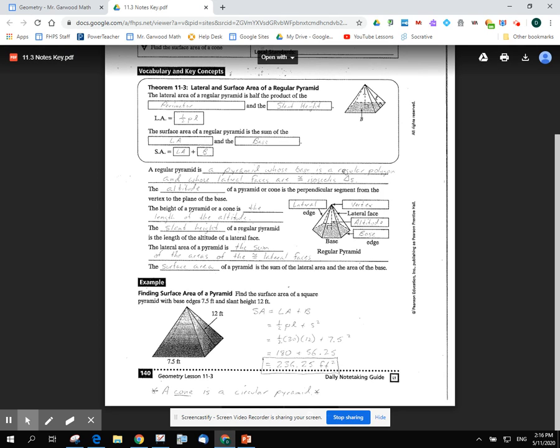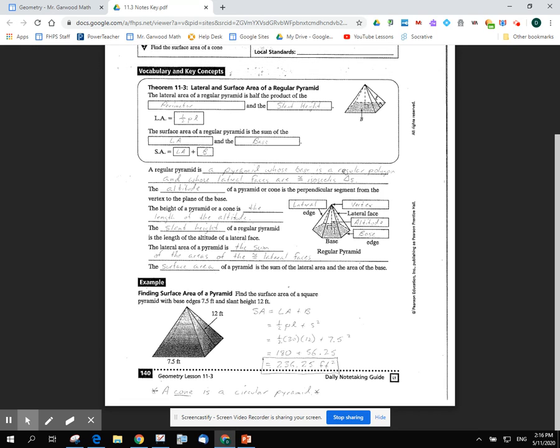So the lateral area would be, on this one, the 4 triangles, and the surface area would be the 4 triangles plus the base. On this hexagonal pyramid, it would be the 6 triangles. That's the lateral area, the 6 triangles, and then the surface area would be the 6 triangles plus the hexagon itself. So if we're asked for a surface area, we're going to have to do the lateral area, which is 1/2 perimeter times slant height, and then we're going to have to add that to the area of a base, which is a polygon, which we learned in chapter 10 how to find the area of. This is why chapter 10's material came before what we're getting to now.